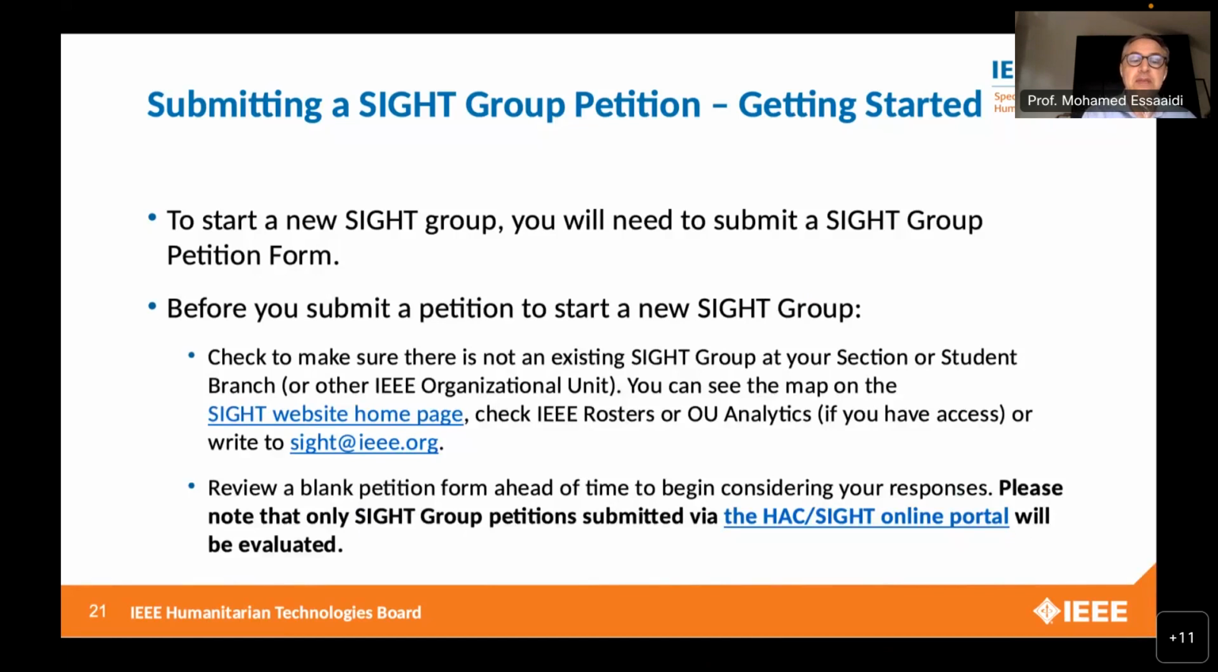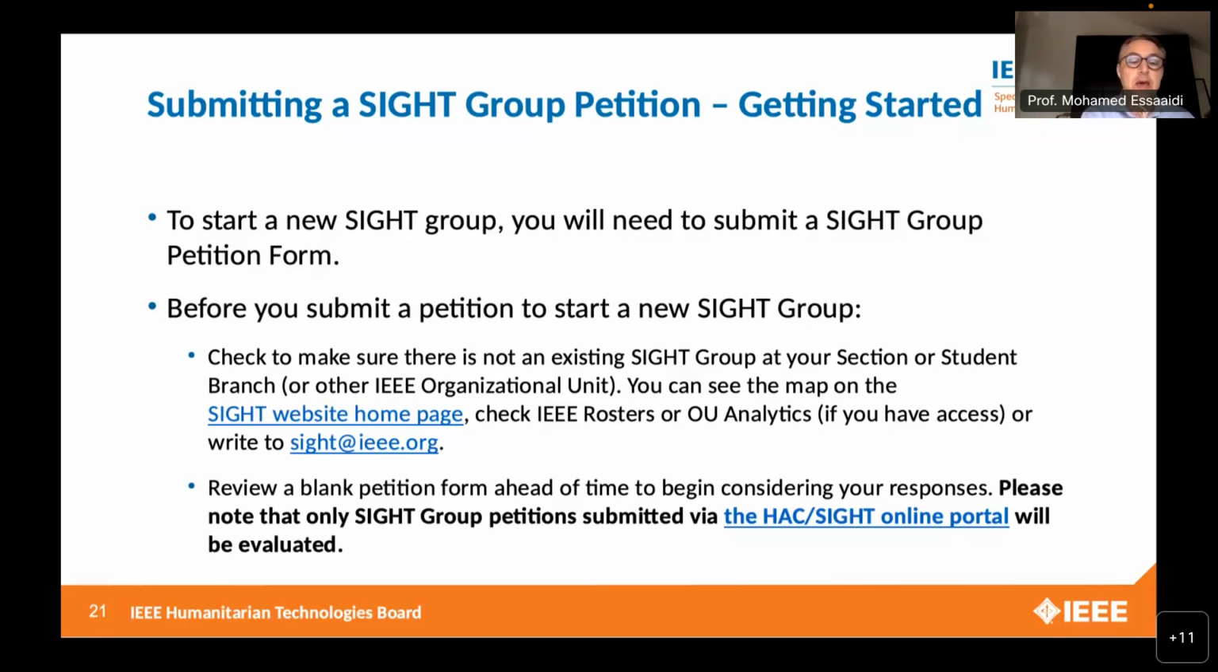Before submitting the petition to start a new SIGHT group, we have some other aspects to address. You have to check to make sure there is not an existing SIGHT group at your section or student branch. You can see the map on the SIGHT website homepage that presents all the existing SIGHT groups. We also have the IEEE rosters or organizational unit analytics if you have access to them. You can even write to us.